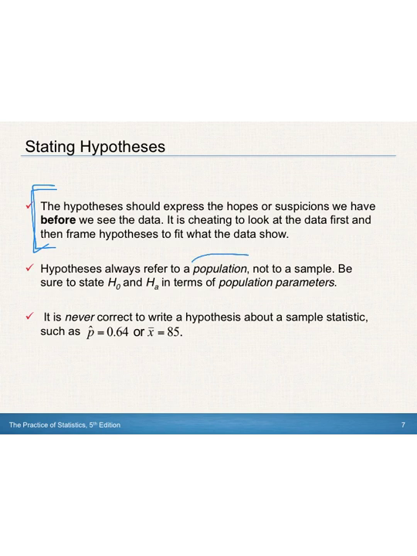Hypotheses always refer to the population parameters, not the sample. So be sure to state your hypotheses in terms of the population parameter. After you state your hypothesis statements, that's when you're going to start looking at the sample itself and what it has to say about the population parameters. And it's never, ever correct to write a hypothesis about a sample statistic.